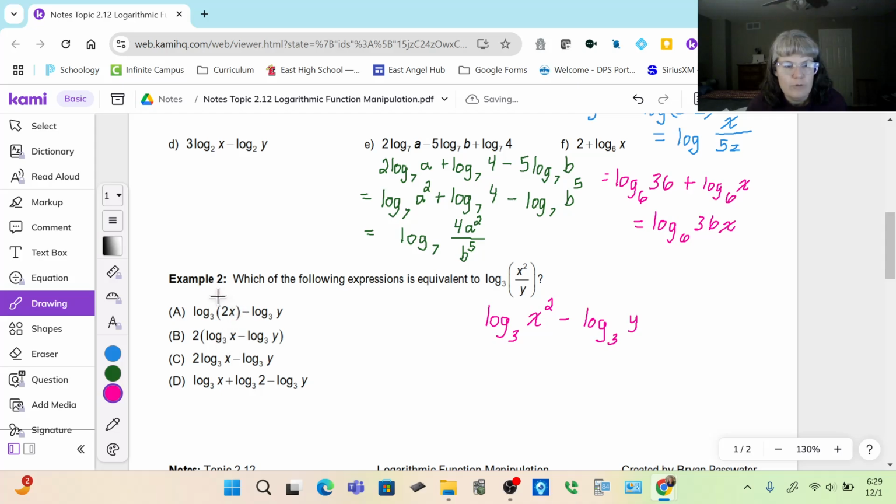So 2 in front of a log, I don't see that in A, I don't see that in D. I do see a 2 in front on both of these, but because my y here doesn't have a y squared, I don't want to have a 2 that gets distributed with this term. So I can rule out B, which means it must be C, because the 2 is only going to apply to this first term.